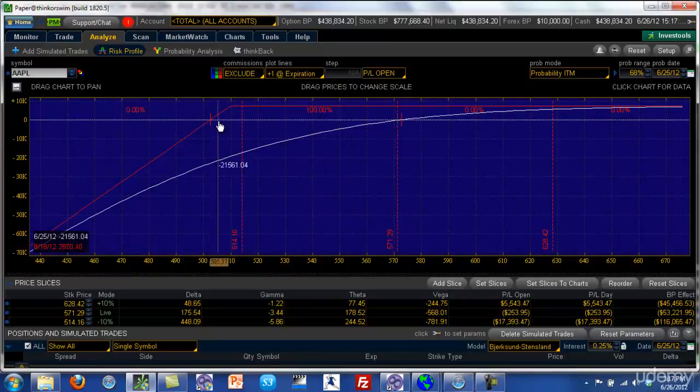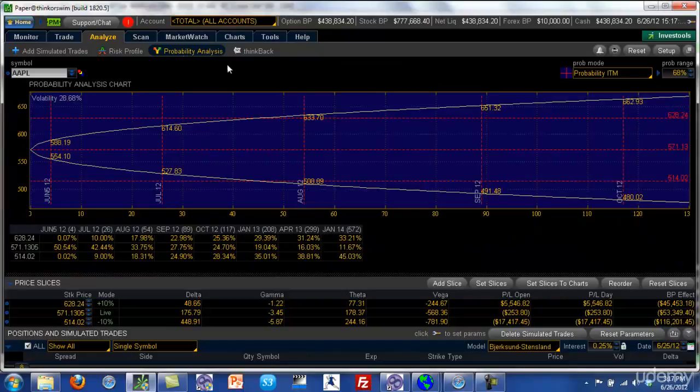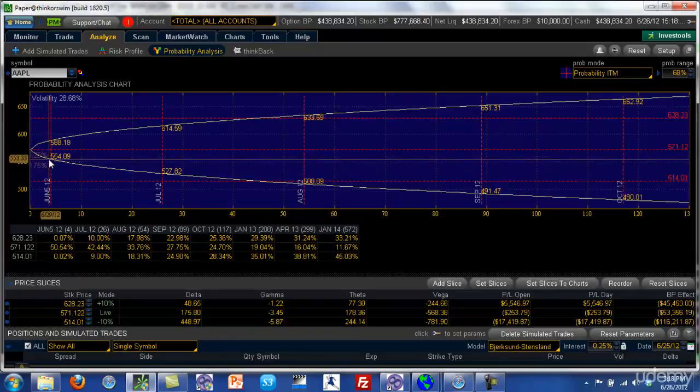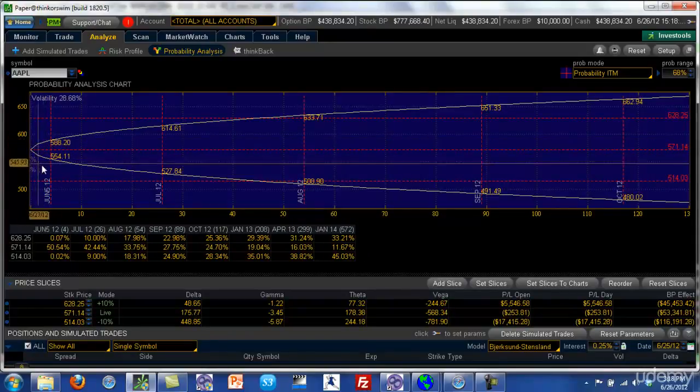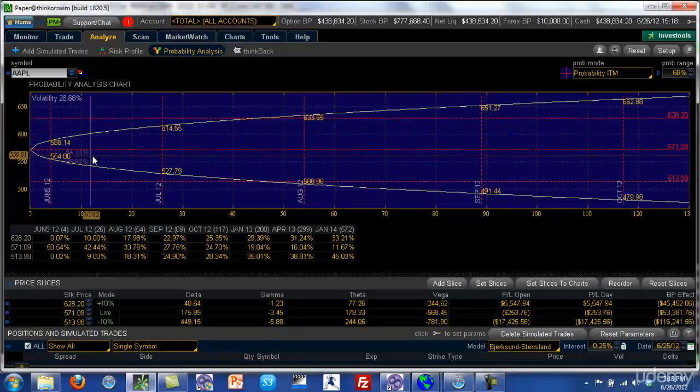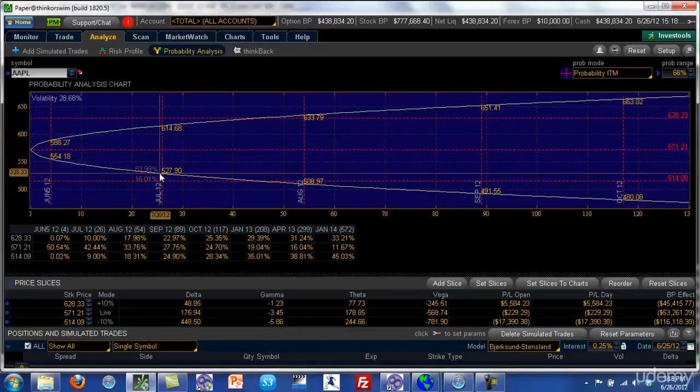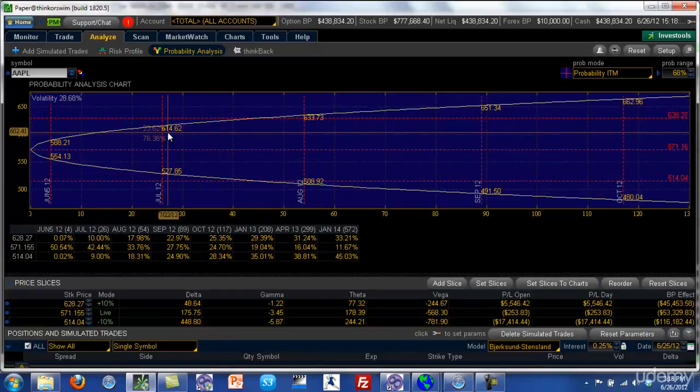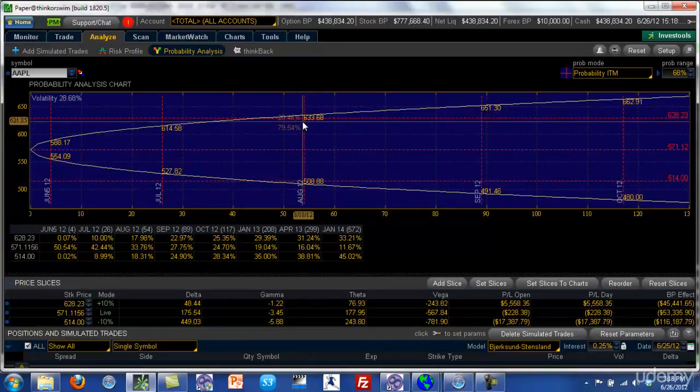Now, there's also another way to look at probability, and that's using the Thinkorswim platform itself, and you click on the probability analysis. Today the stock price is at 571, and by the June quarterly expiry, it tells you what is a 1 standard deviation move for Apple. Similarly, if you move to the July series, the 1 standard deviation move for Apple will have a range between 527 and 614. For August, we have a 1 standard deviation move between 508 and 633.